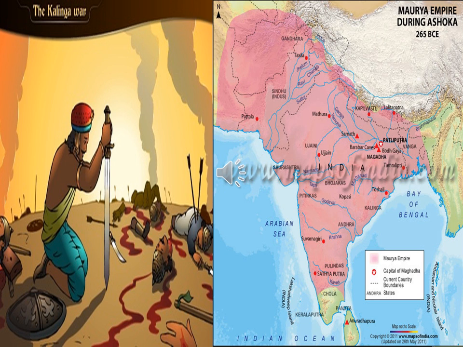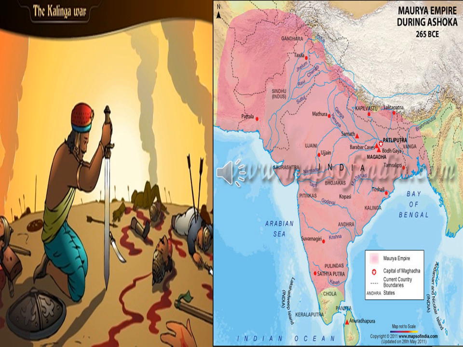Bindusara was succeeded by his son Ashoka in the year 268 BC. Desirous of bringing the remaining parts of South India into his empire, Ashoka waged a war against Kalinga in the 8th year of his reign. So the only region left in the Mauryan Empire was Kalinga.